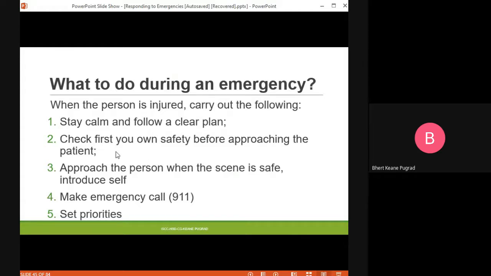Second, check first your own safety before approaching the patient. Okay? Kasi instead na ikaw yung magbibigay ng first aid, tapos hindi mo na-check na hindi pala safe ang lugar, ikaw na mismo yung nagiging victim. So additional victim. So that would be additional problem.